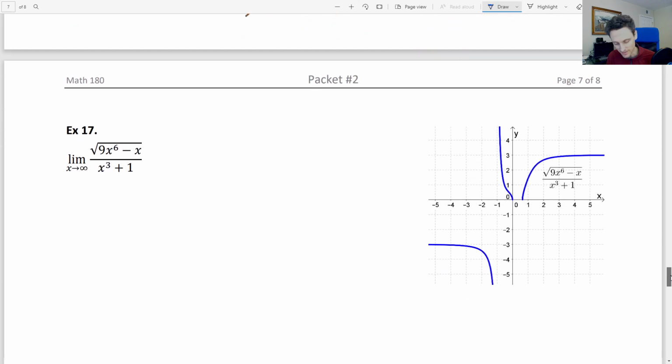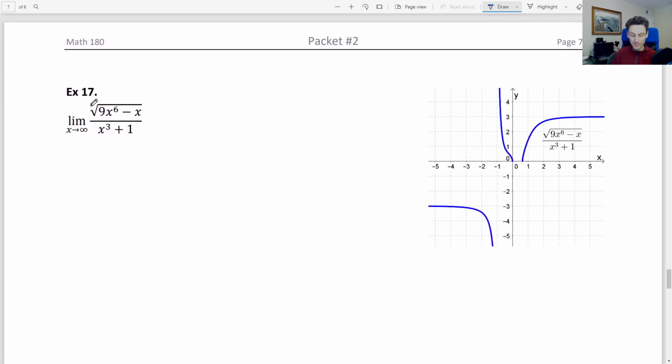Now let's go back to looking at example 17. Example 17 says the limit as x approaches infinity of the square root of 9x to the 6th minus x, over x cubed plus 1. This one actually has a very funny looking graph, but we'll come to that in just a moment. All right, so we have this square root business that's a bit weird.